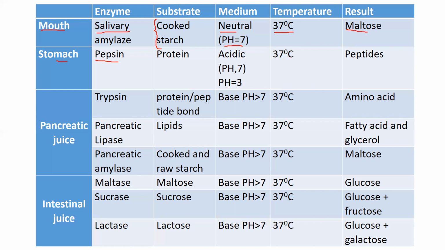The substrate that it works on is protein. So pepsin, guys, can't work on the cooked starch, let's say. The medium is an acidic medium, so the pH is less than 7. Pay attention. So pH is less than 7. The pH of the stomach is between 2 and 3. And also the temperature, of course, is 37 degrees Celsius, the temperature of our body.